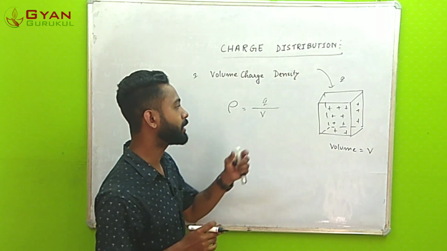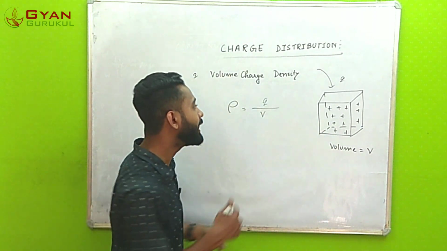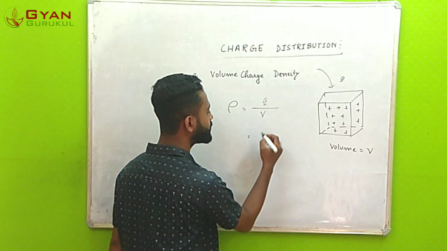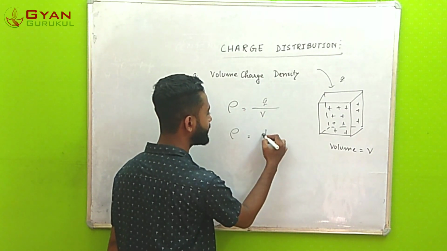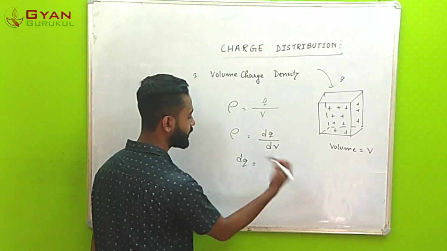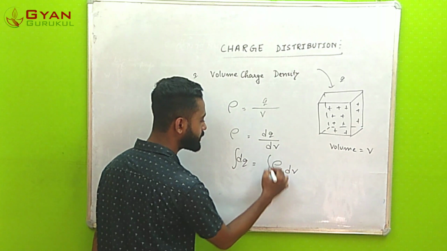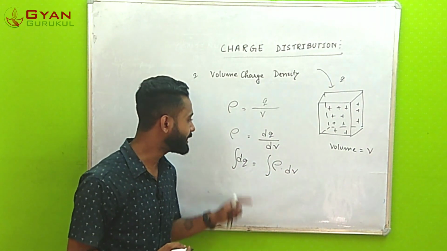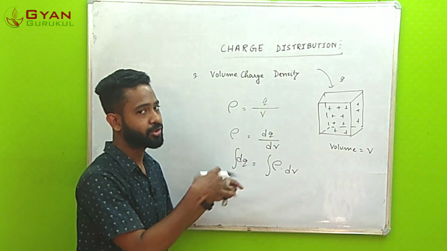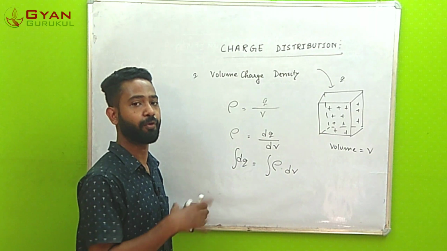Okay, now if I need to consider charges spreading over a small section of the volume, that is dV, then that charge would also be considered as dQ. So for any smaller section, the same rho can be represented as dQ by dV. From here I can write down the expression as dQ equals rho times dV. In order to get the total charge, I can again integrate it. So this expression represents volume charge density, which is nothing but charges spreading evenly or continuously over a perfect volume.